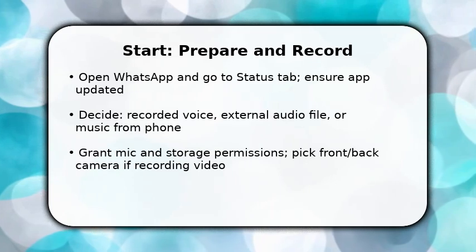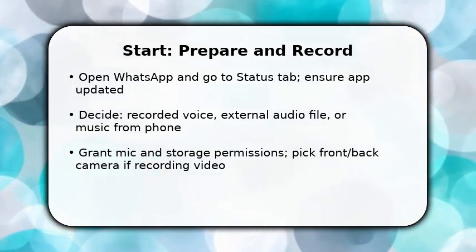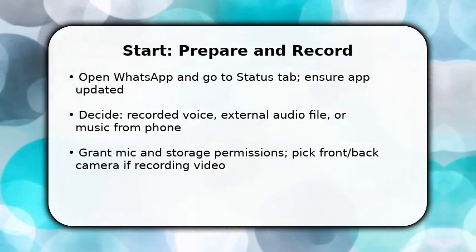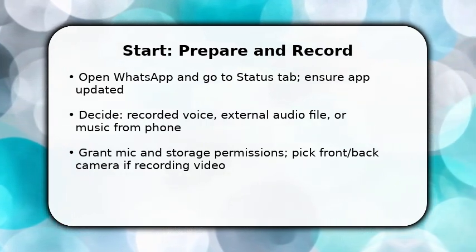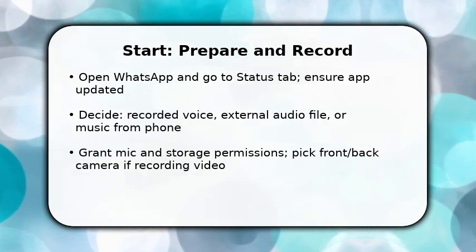You'll start by opening the Status tab and confirming permissions for microphone and storage. Once done, choose whether you'll record live audio, attach a saved audio file, or play music externally while filming. Then, tap the camera icon to begin recording or the paperclip to attach a file.